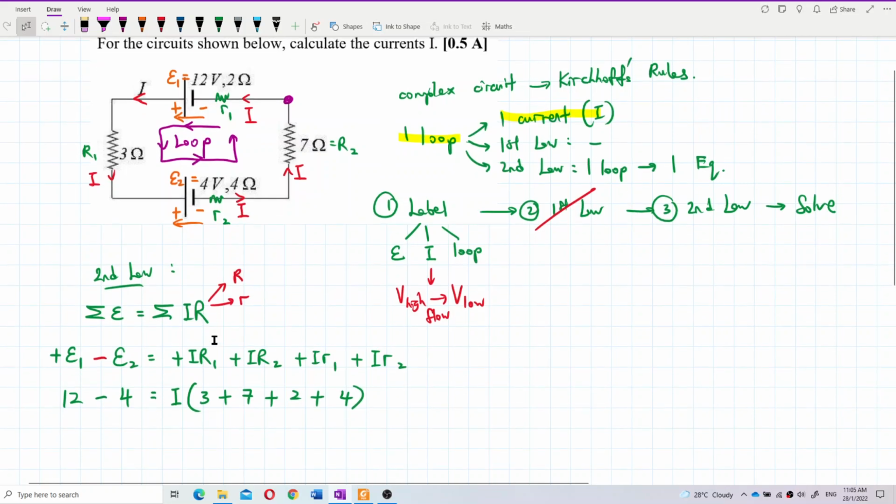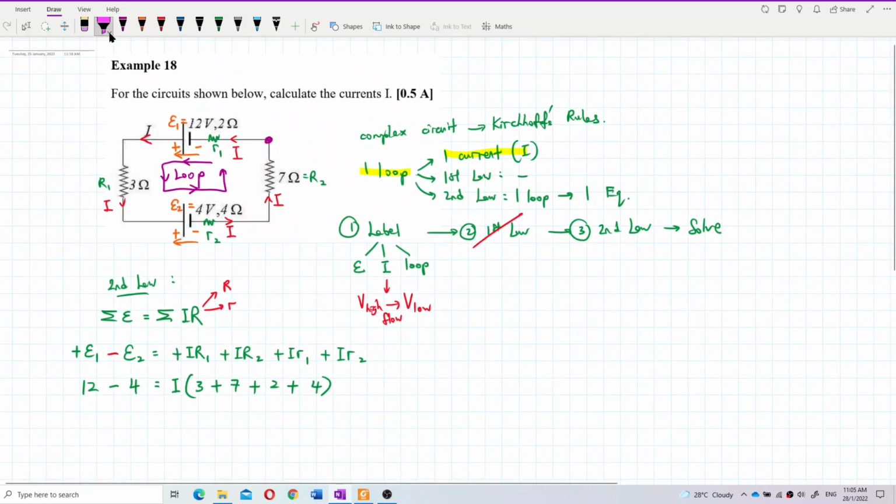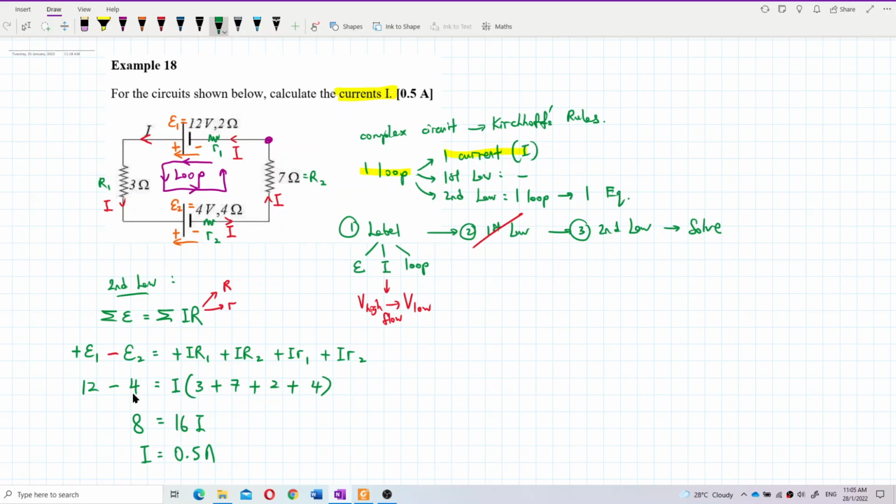Okay. You see, we can get the current. Actually, the question also wants to find the current, isn't it? So very simple. Let's solve it. 12 minus 4 is 8. And 3 plus 7 plus 2 plus 4 is 16 I. So what is the current? The answer is 0.5 ampere. That's the current value passing through the complex circuit.